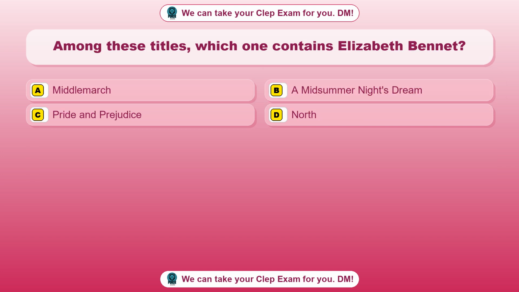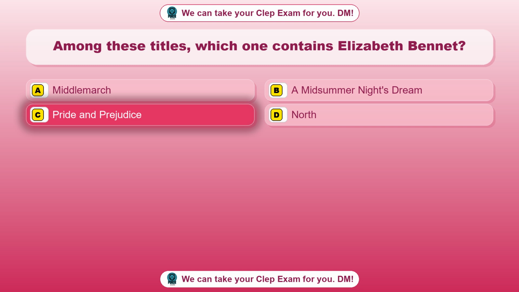Question 35. Among these titles, which one contains Elizabeth Bennet? Option A. Middlemarch. Option B. A Midsummer Night's Dream. Option C. Pride and Prejudice. Option D. North. The correct answer is option C.